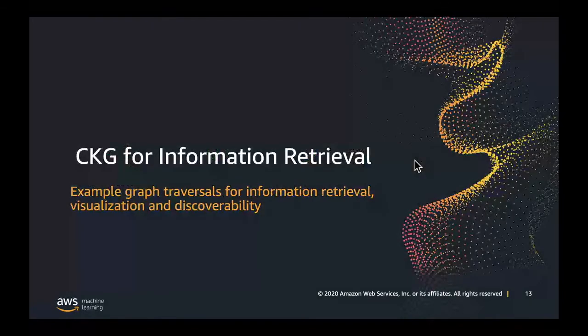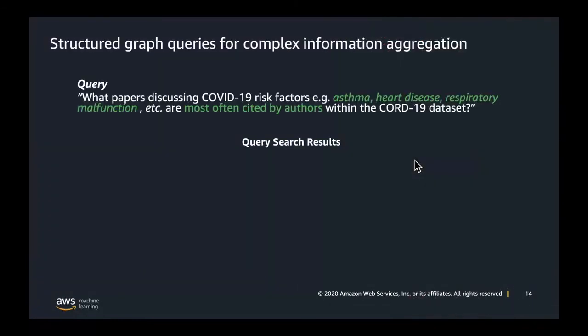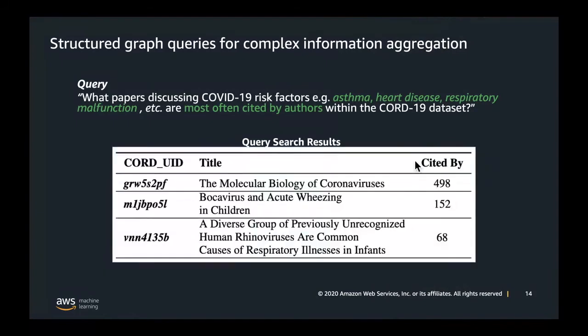And so how can we use this knowledge graph for information retrieval? How can we exploit this graph once we've built it? Well, we can use structured graph queries to extract complex information. In this situation, let's say a scientific researcher says, find me papers that are discussing specific risk factors, such as asthma, heart disease, etc., that are most cited by authors. So implicitly, there's a ranking going on here as well.